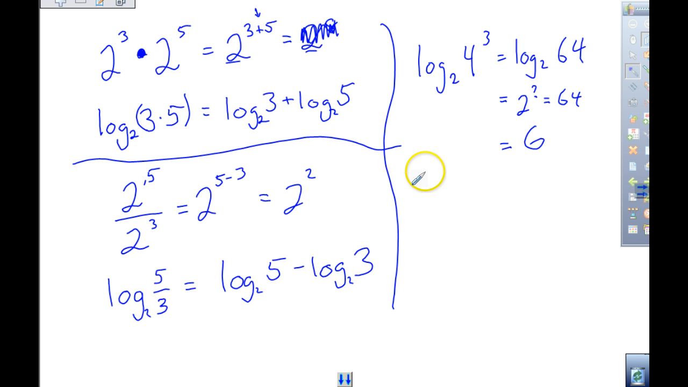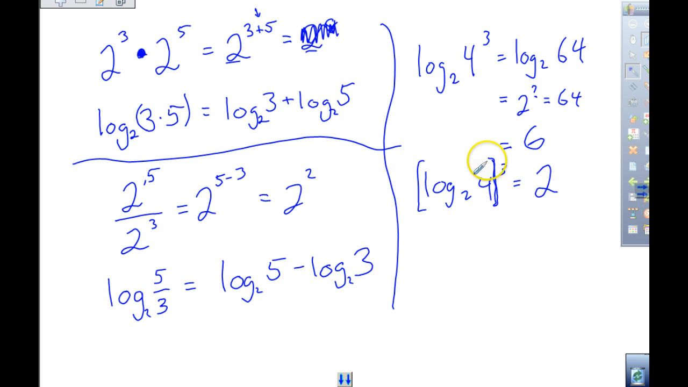Let's look at the same problem one more time, but from a different way. Let's just pay attention to this part right here. What if we just solve this smaller piece? What would log of 4 equal in base 2? 2 to what power is 4? That's 2 times 2 is 4, so 2 to the second power is 4. So that's just 2. Now, we know our answer to the original, since it's the same, has to be 6.